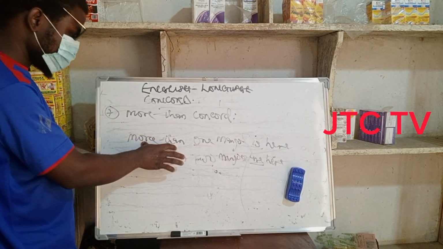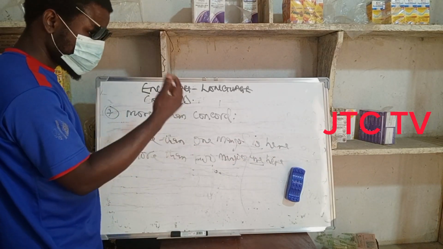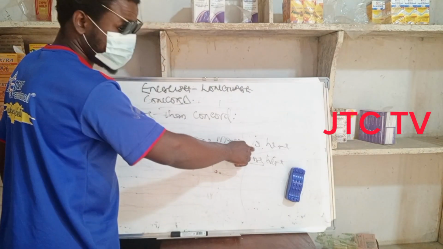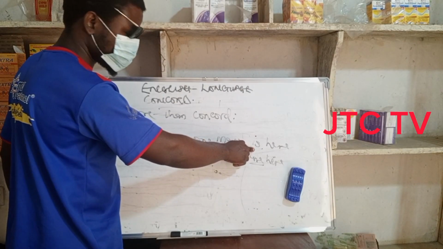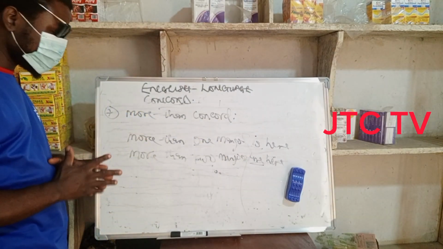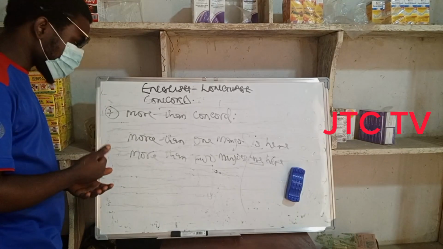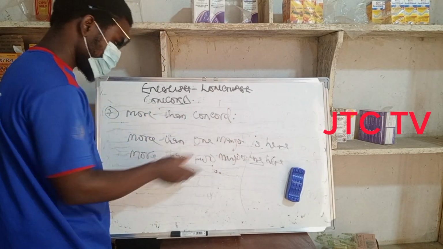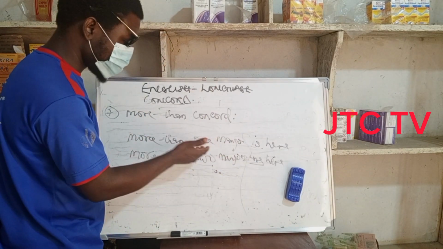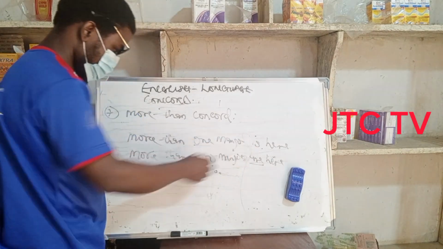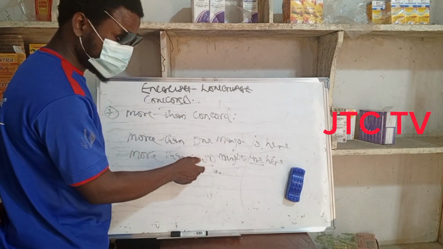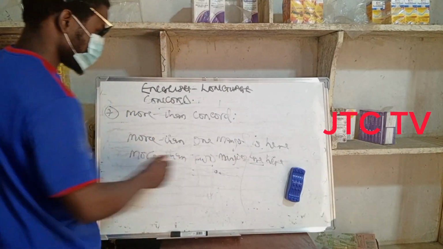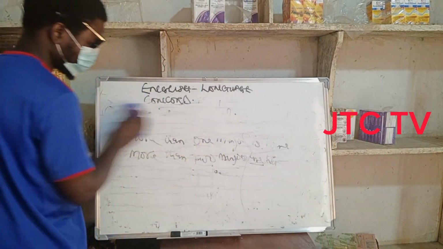So don't make the mistake of saying that because more than means above one, that is two or more, you are choosing a plural verb here. You are getting it wrong. So whenever more than appears in the sentence, the number or the word that comes after it determines the verb to be used. Because one implies a singular number, that is why you are using a singular verb. Two implies a plural number, that is why we are using a plural verb. So that's all for more than concord. I hope you understood this.